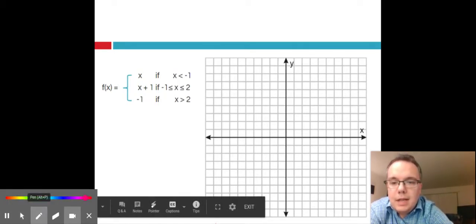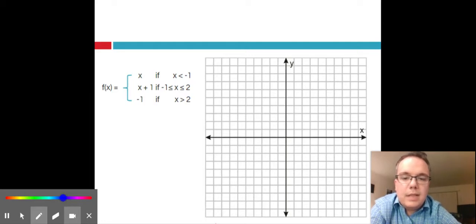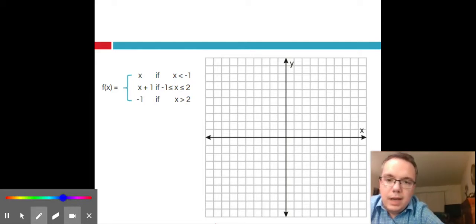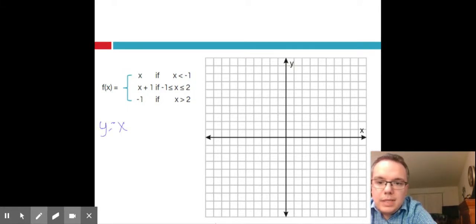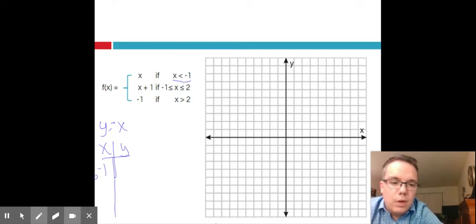f of x equals x if x is less than negative 1, x plus 1 if x is between negative 1 and 2, inclusive, or negative 1 if x is greater than 2. So first equation is y equals x. When does that happen? Well, that happens if x is less than negative 1. So I'm going to put negative 1 in my xy chart and an open dot next to it, because I'm going to put an open dot at negative 1.